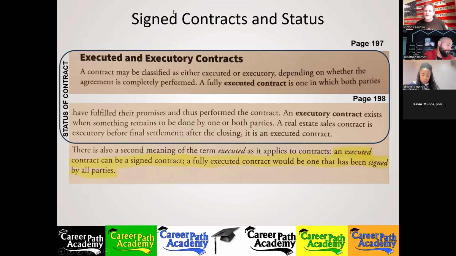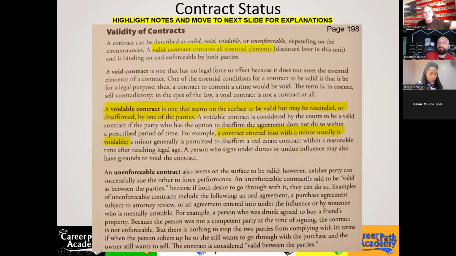Okay. And we're not done learning yet. Did you guys get these notes here about the status of a contract, executed and executory? An executed contract can be a signed contract. A fully executed one is one that's signed by all parties.